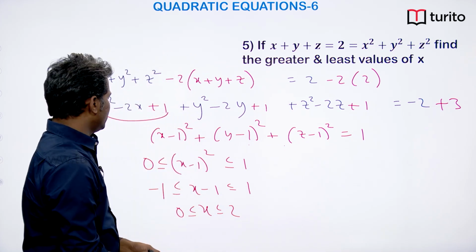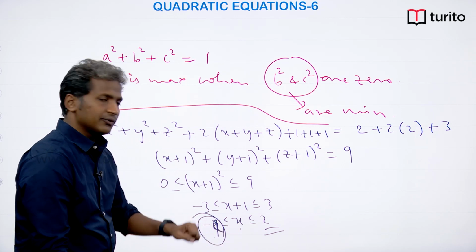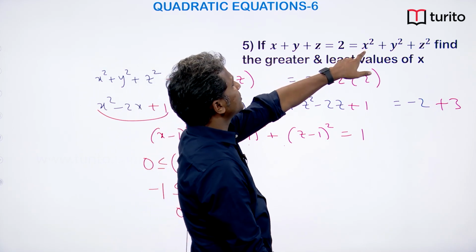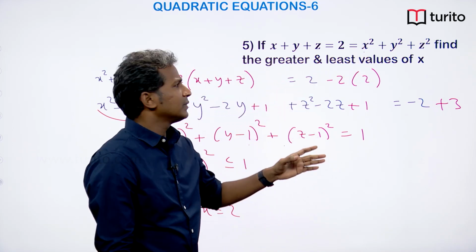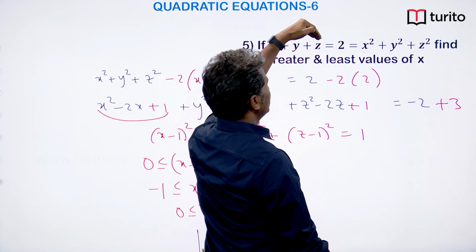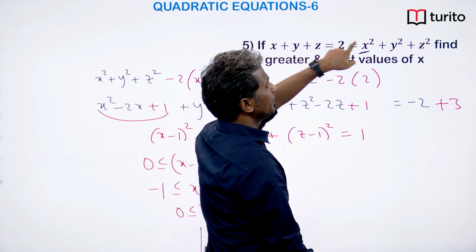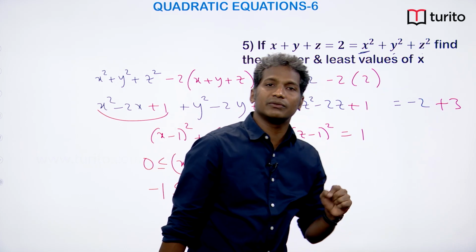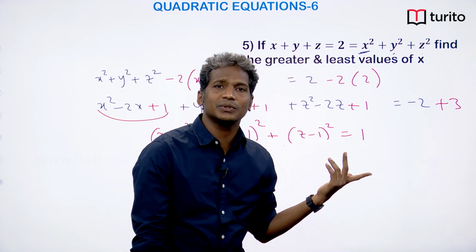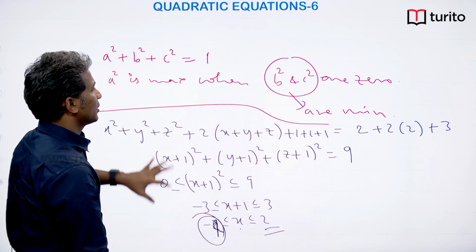Suppose x is minus 4. Here x square becomes how much? 16. So if x is minus 4, then x square is 16, and this value already exceeds 2, and y square and z square are non-negative values. So even after adding all of them you will not get 2 as the output. Which means this is actually wrong. So this cannot be done.